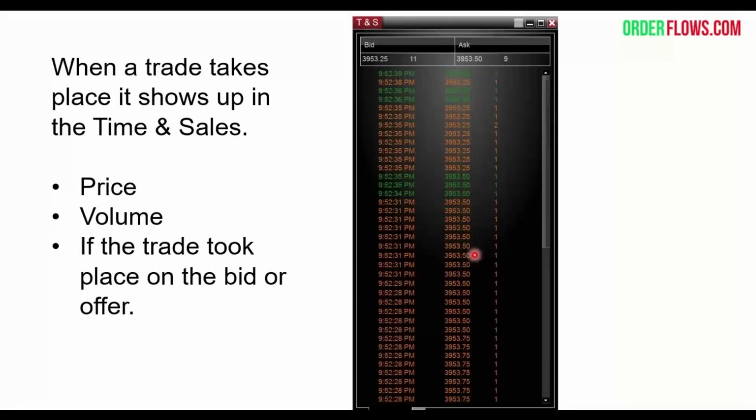But the smart traders, they would watch it, right? Because they could see the price, they could see the volume at the price, and they could see if the trade took place on the bid or the offer. And people say, why is that important? All I want to know is that it traded. Well, let me ask you, knowing if the trade took place on the bid or the offer, do you think that's important information?